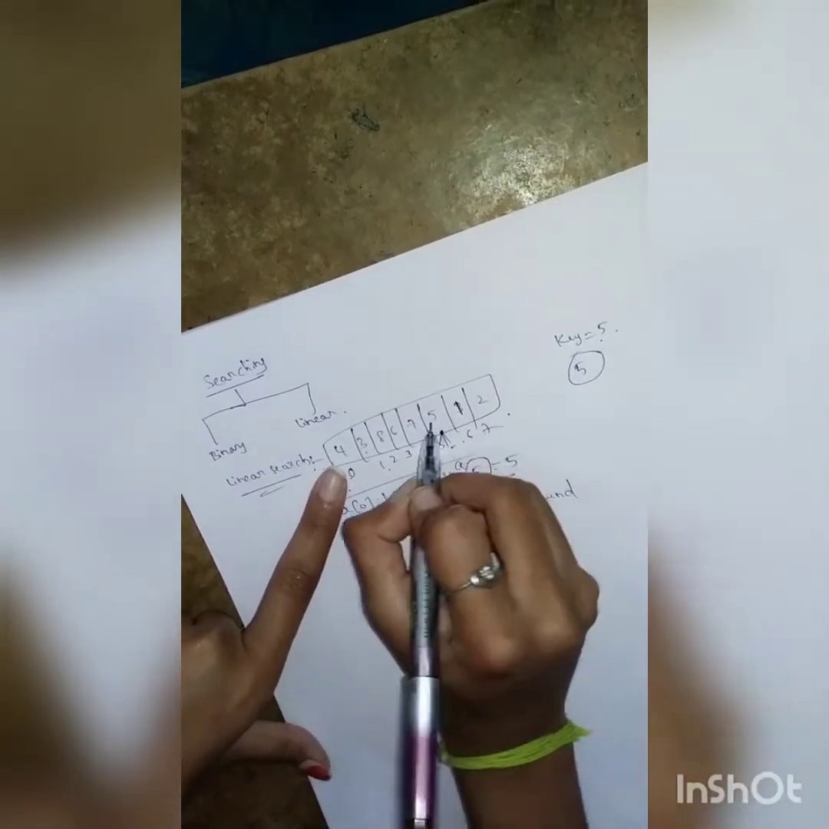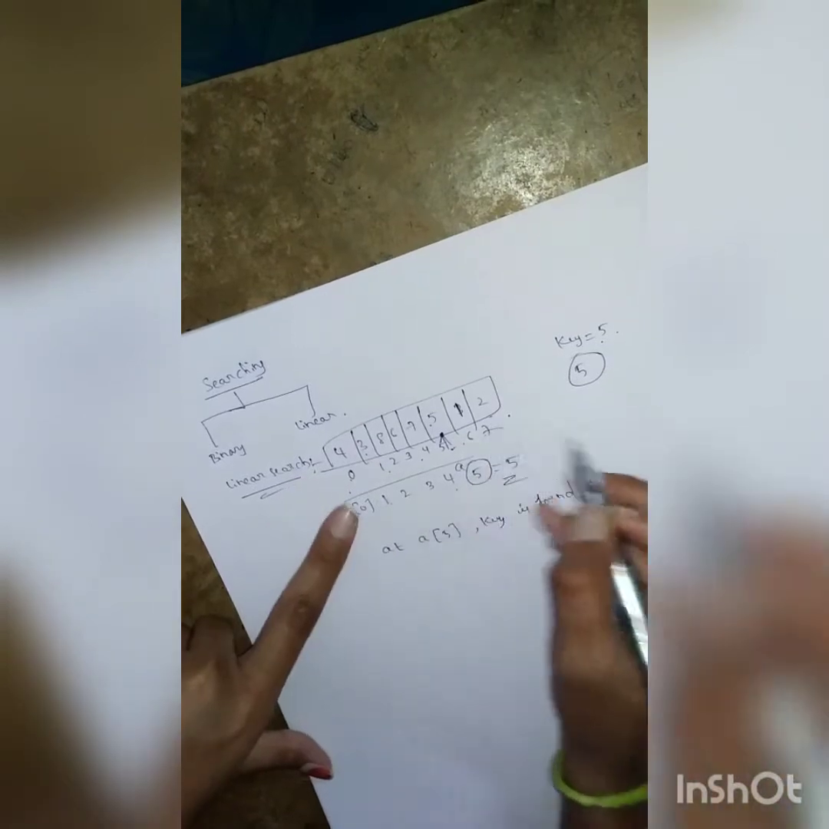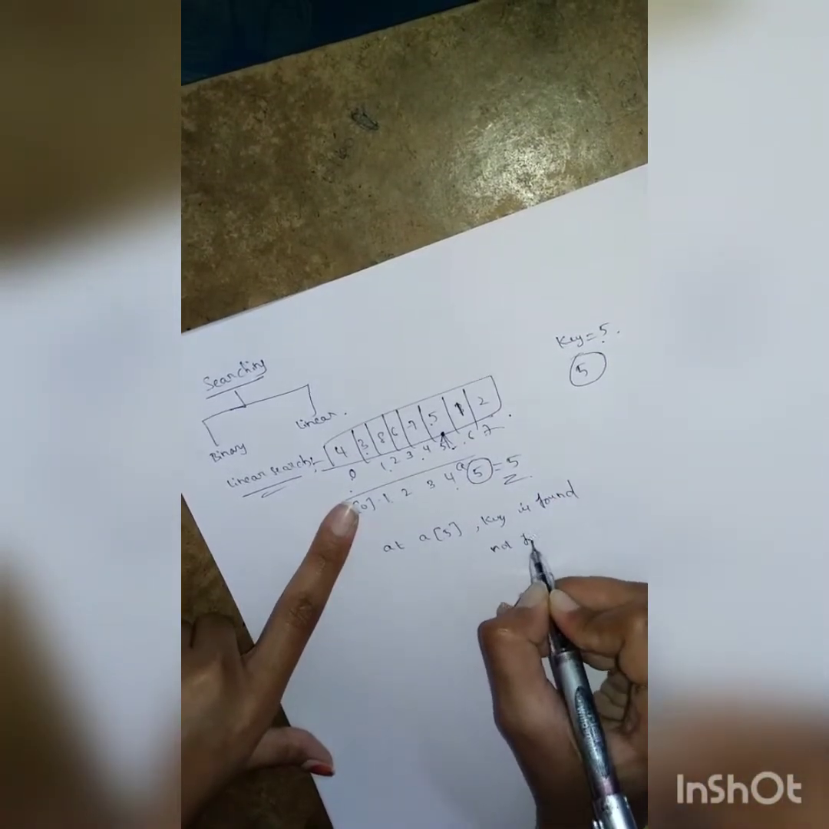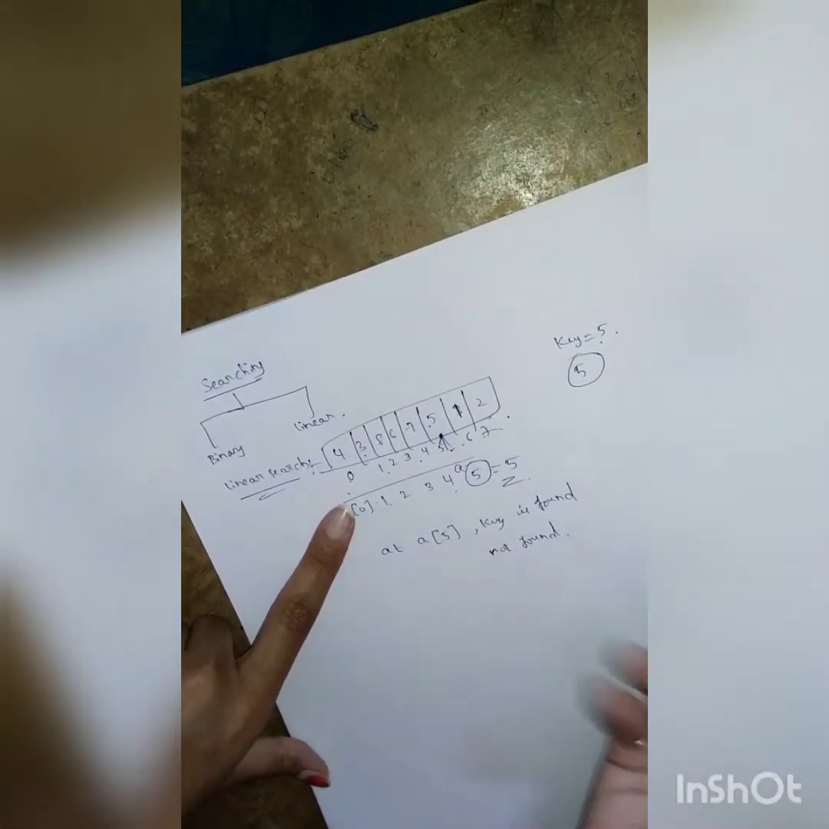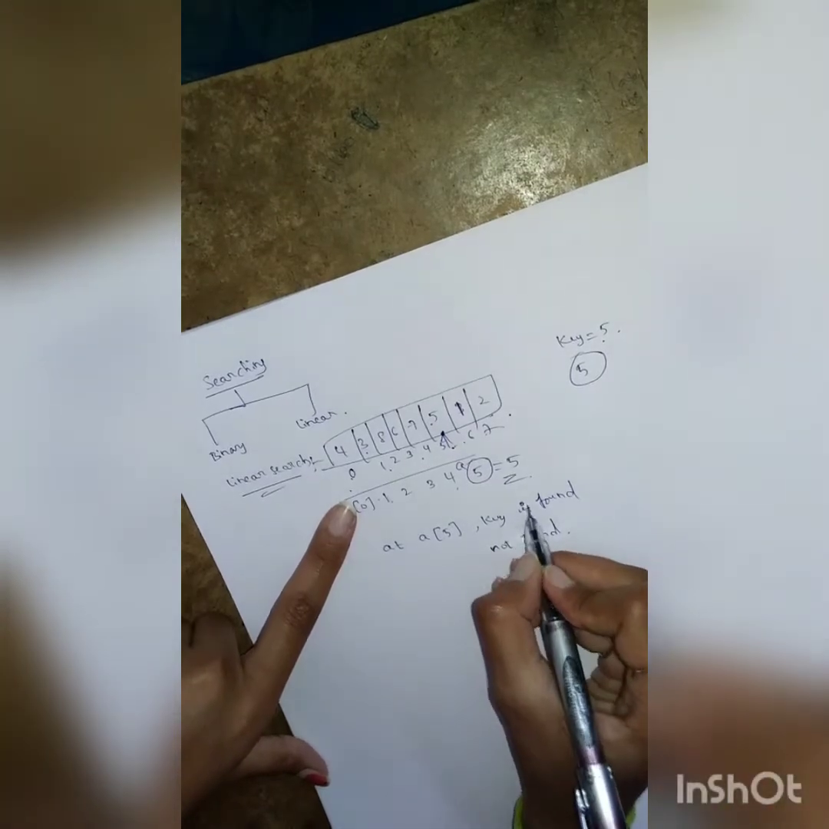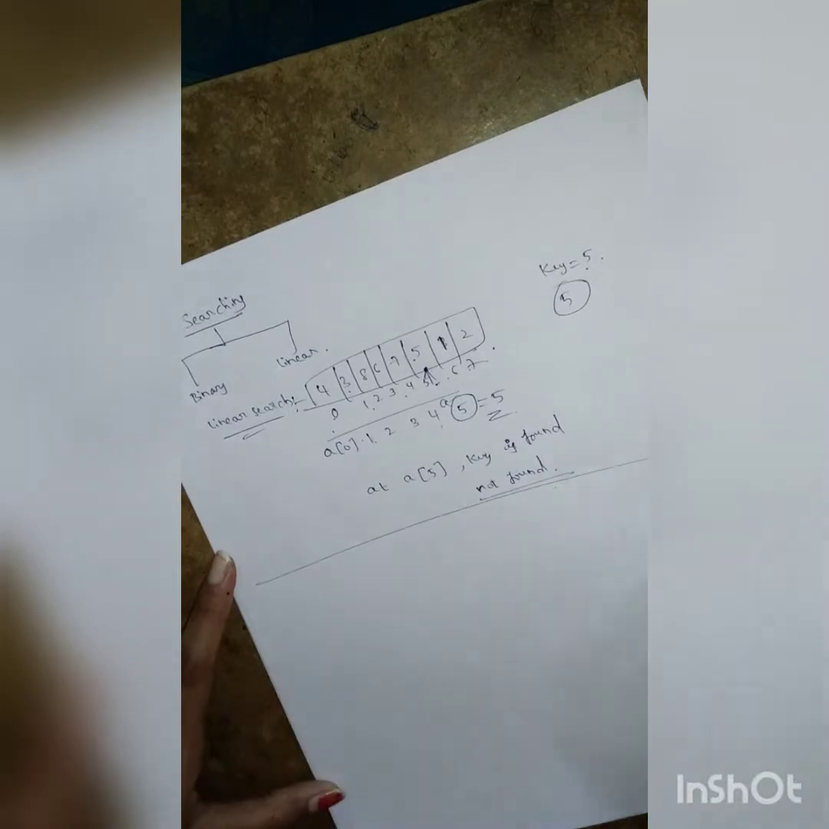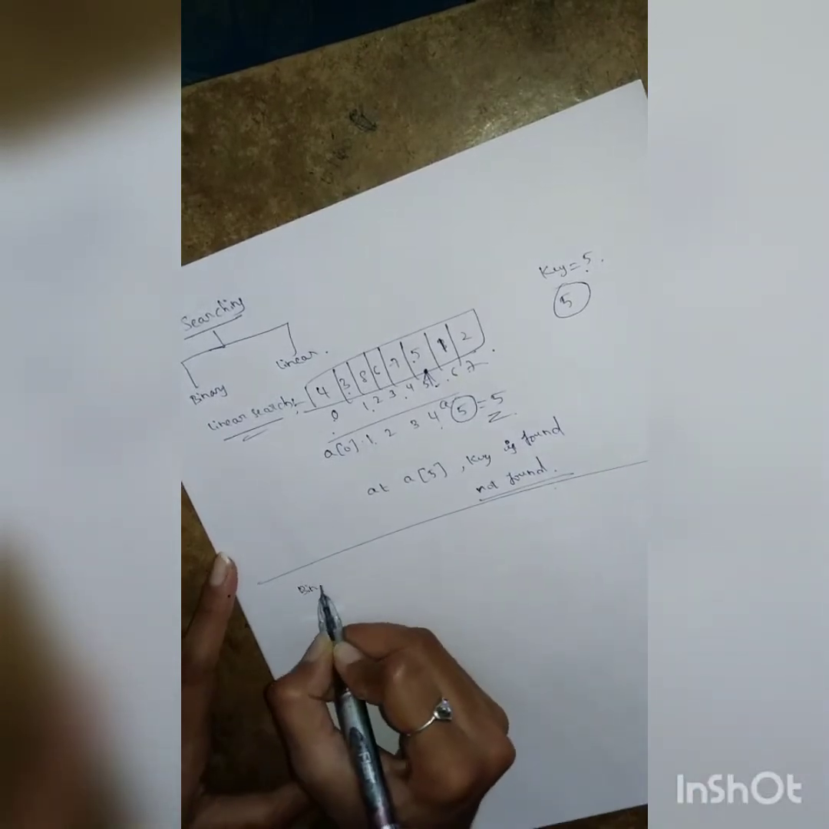But if the 5 is not present in this array, we need to say that key not found. So if key is found, well and good. If not, we need to say it as key not found. Now let's go with binary search.